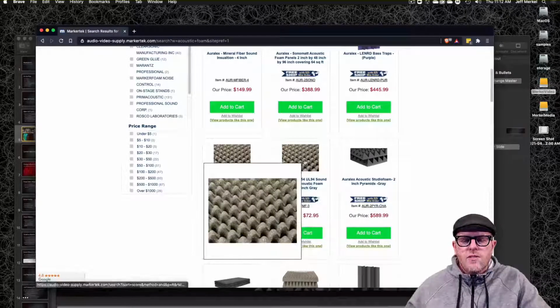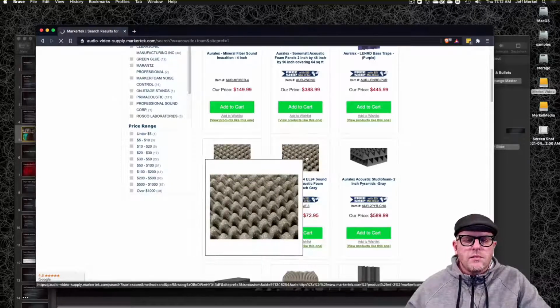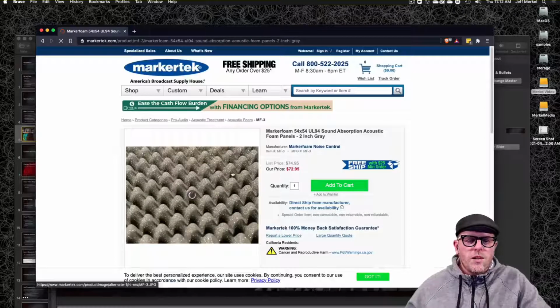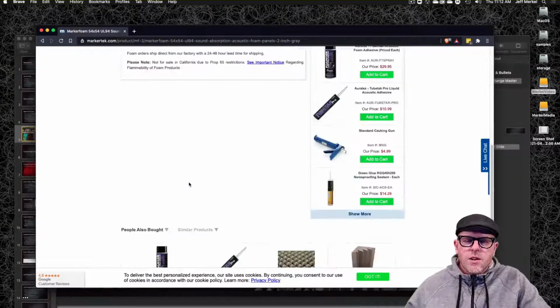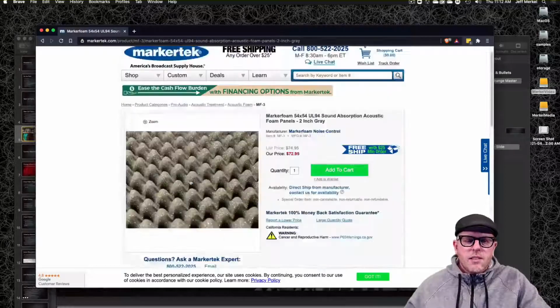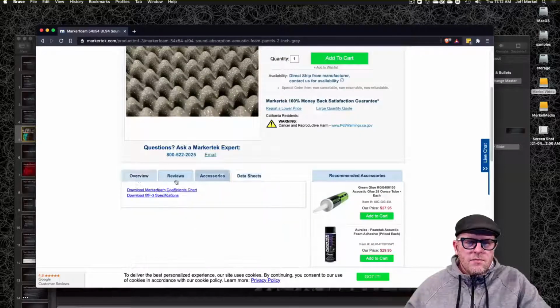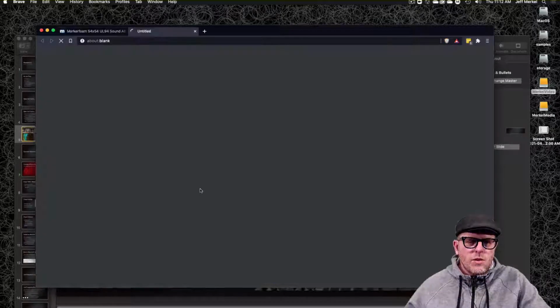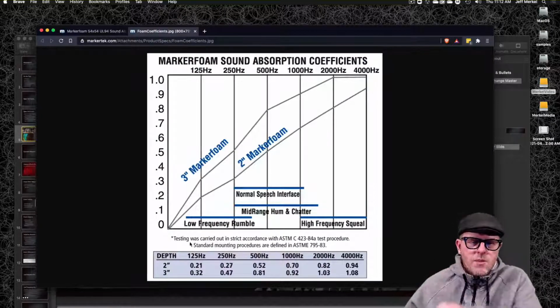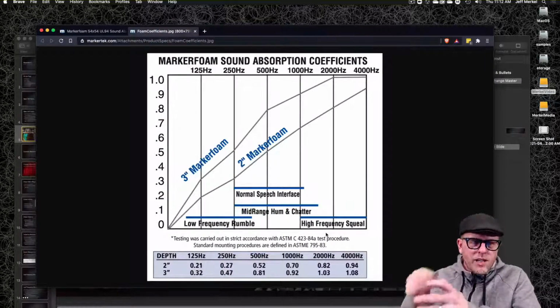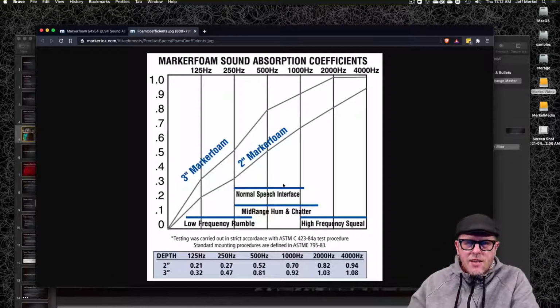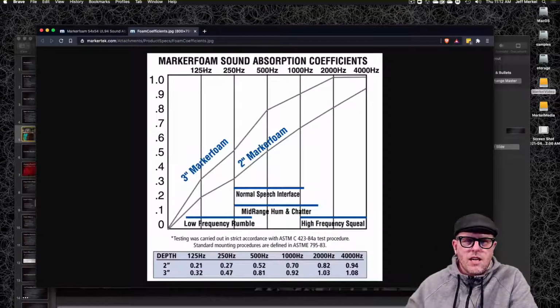So $72 for about a 5-foot by 5-foot piece of this egg-carton looking foam. So it's pretty expensive. But do they give specs on it? Data sheet. Cool. So we can see their acoustic coefficients right here. This is kind of cool. They're showing you what's happening there.